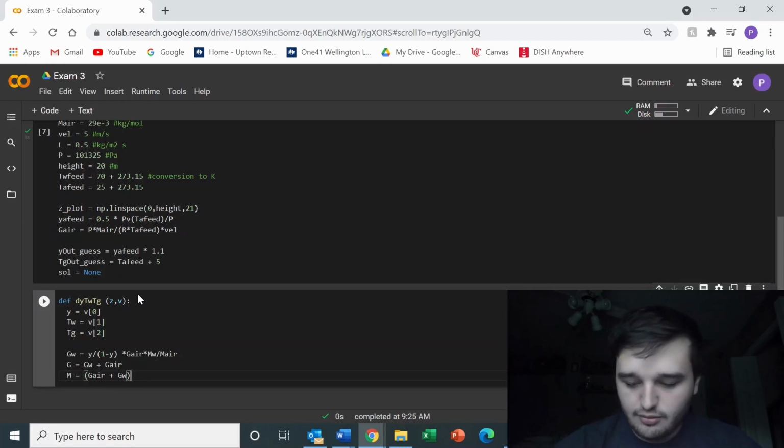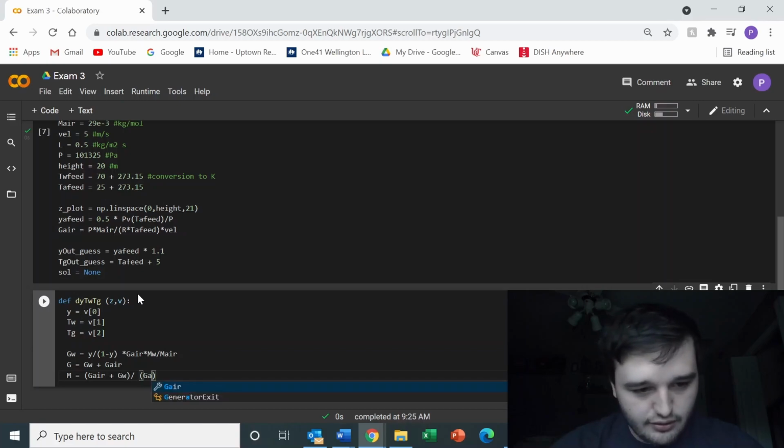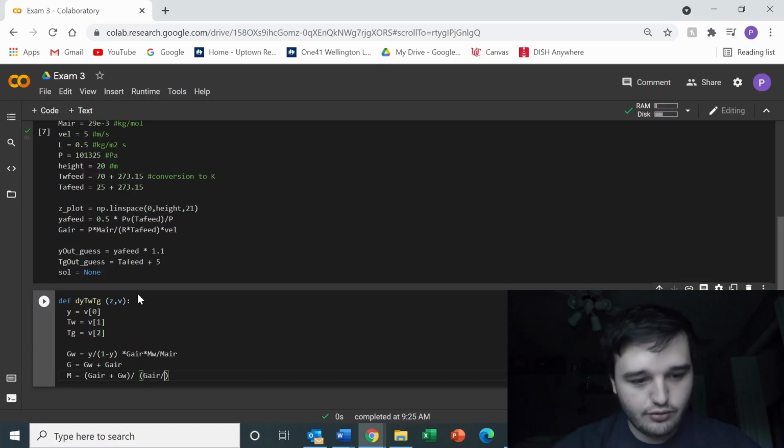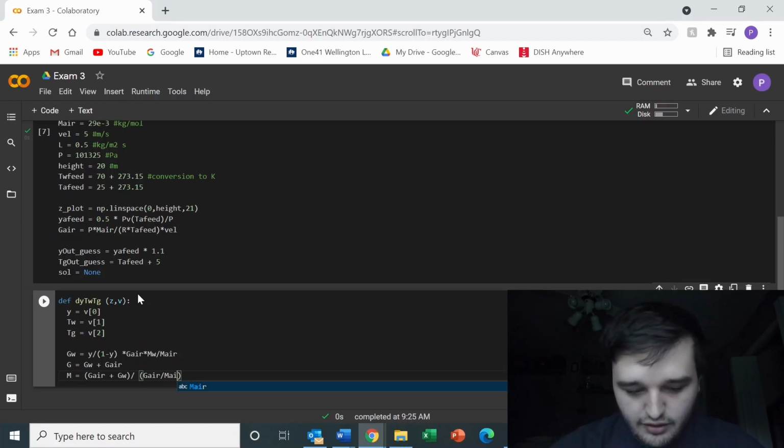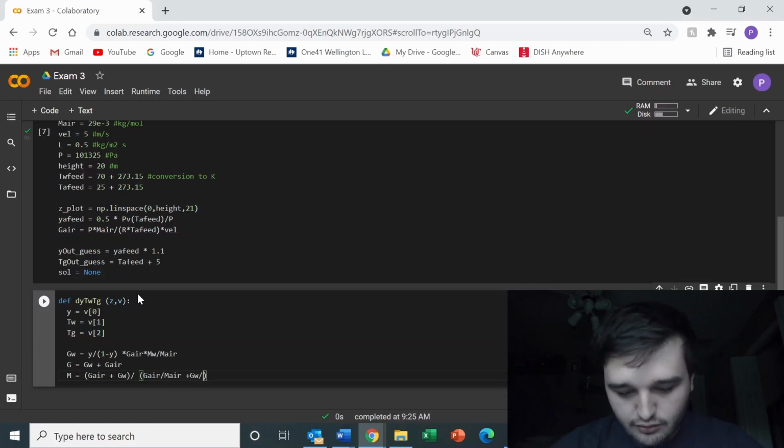over the gas flow rate of the air, over the molecular weight of the air, plus the gas flow rate of the water over the molecular weight of the water.